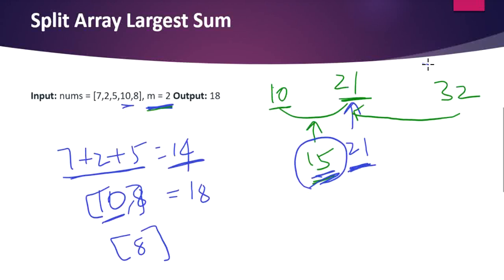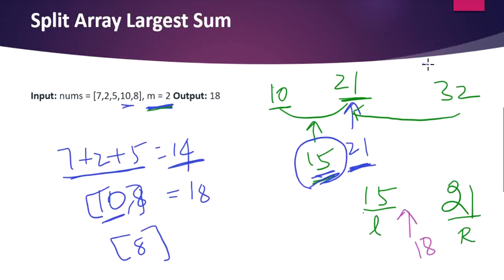So we know our output lies somewhere between 15 and 21. So we are fixing our range, lower bound as 15 and higher bound as 21. Now we are going to find our new mid, which is 18.